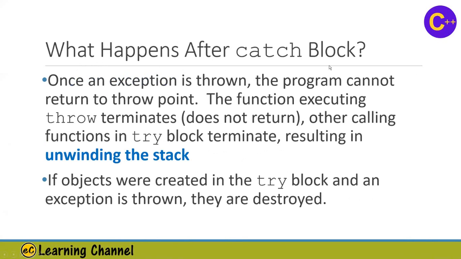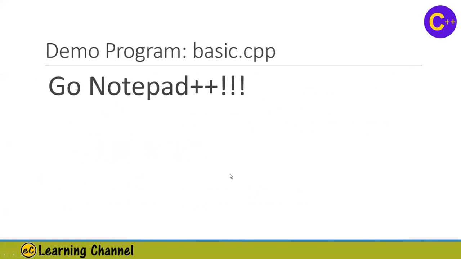So what happens after the catch block? Once an exception is thrown, the program cannot return to the throw point. It actually depends on who handles it. The function execution that threw terminates, and other calling function try blocks terminate, resulting in unwinding the stack. So the stack will be unwound. If objects were created in the try block and an exception is thrown, they are destroyed. So something in the try block will be unwound.